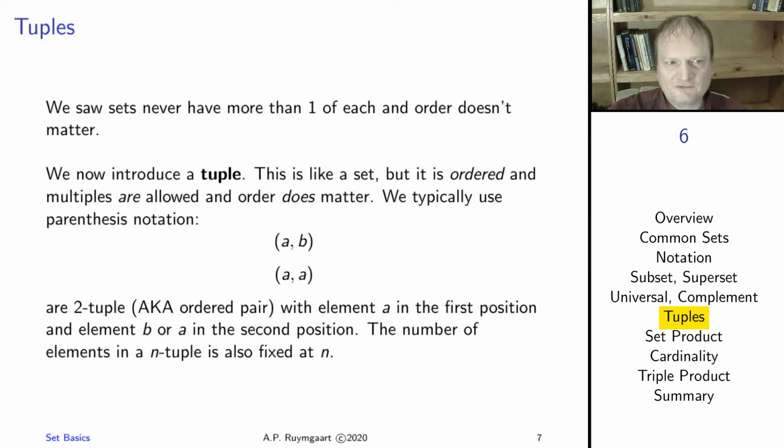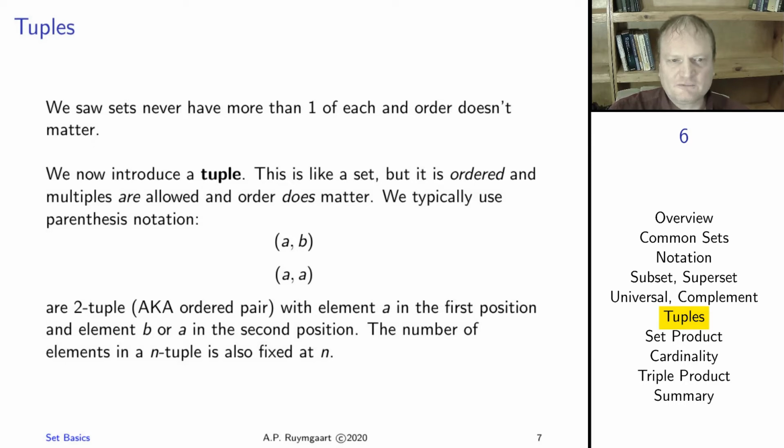We said that in a set, order doesn't matter, and we also said that no duplicates are allowed. Now let's define something similar to a set, but a case where order does matter and duplicates are allowed. And this is called a tuple. And we use the parentheses notation to indicate a tuple. And remember, for a set we had the curly bracket notation.